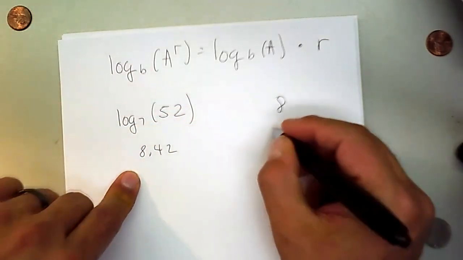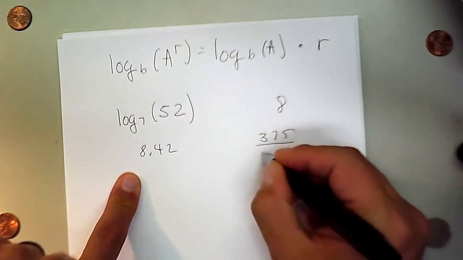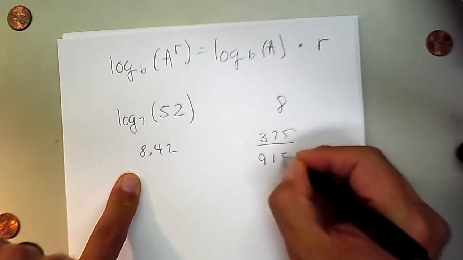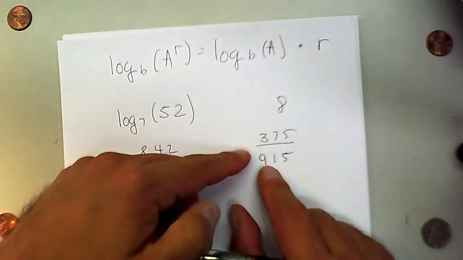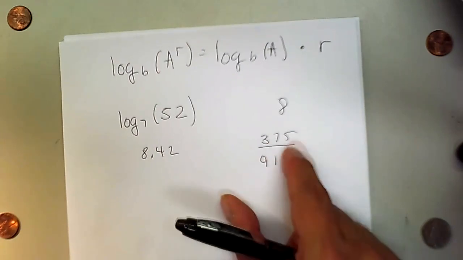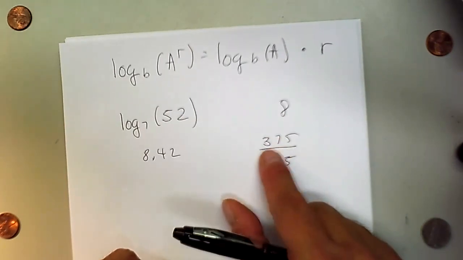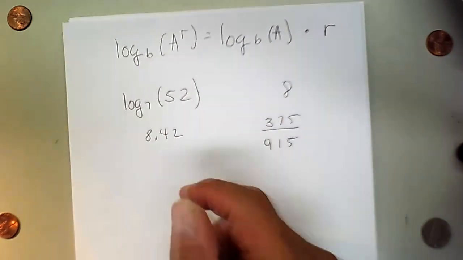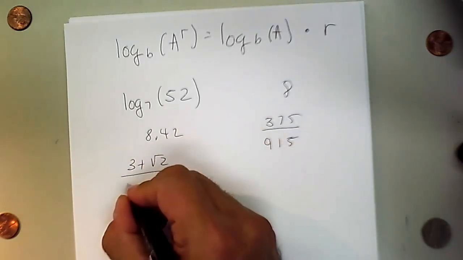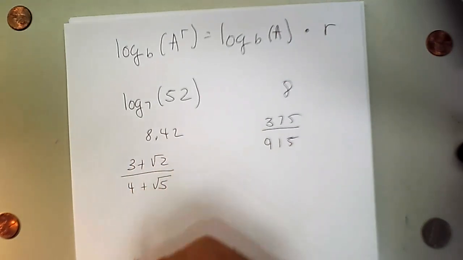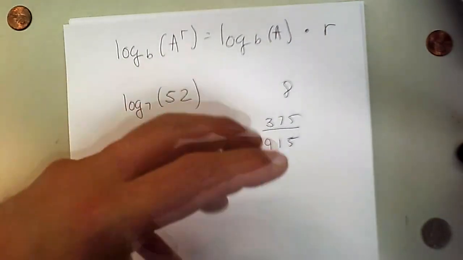It's 52. Let's say you have 375 over 915. That's just a number. Don't be afraid of it. It looks weird because it isn't. Actually, that can be simplified because both are divisible by 5. But anyway, beyond simplifying, this is a number. And then there's numbers that look really weird, such as 3 plus the square root of 2 over 4 plus the square root of 5, for example. Again, that's just a number. You can plug it into your calculator and it gives you a decimal.